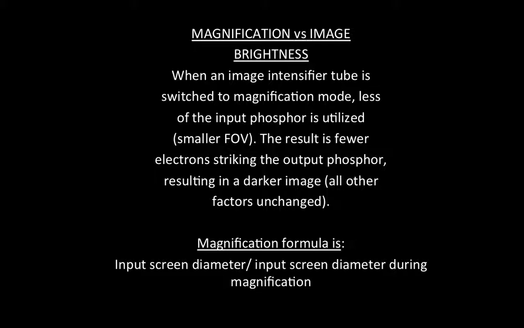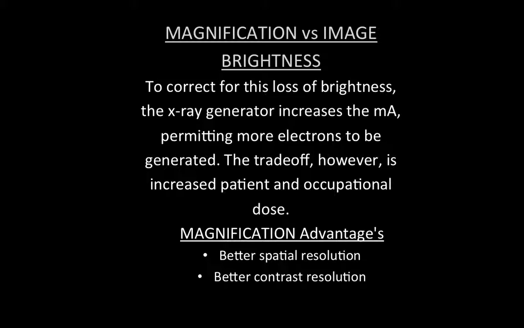Magnification versus image brightness. When an image intensifier tube is switched to magnification mode, less of the input phosphor is utilized, a smaller field of view. The result is that fewer electrons strike the output phosphor, resulting in a darker image, all other factors unchanged. The magnification formula is input screen diameter divided by input screen diameter during magnification.